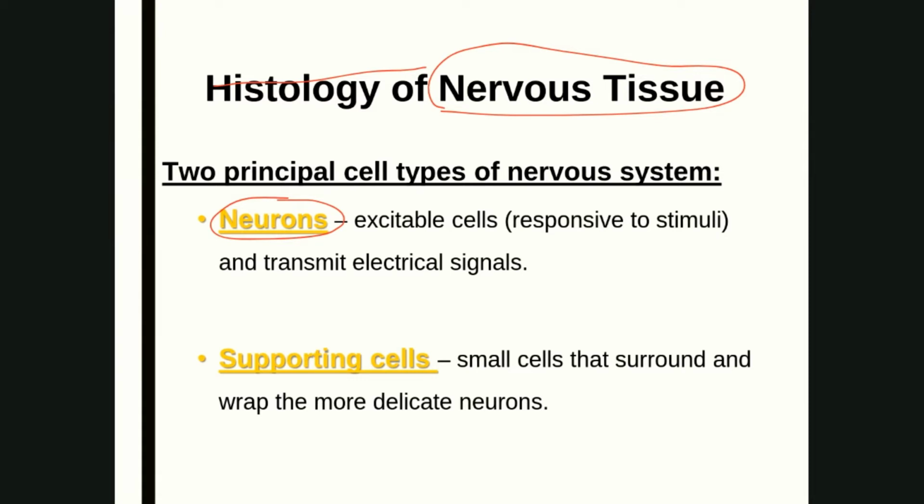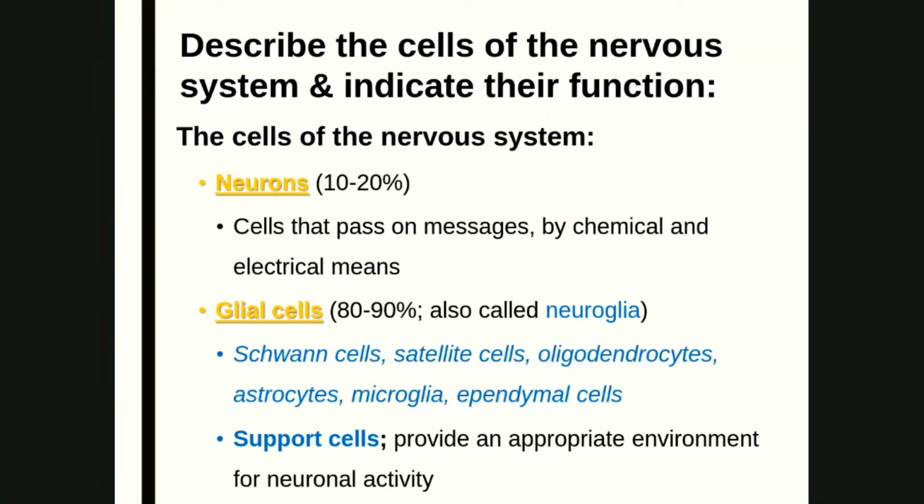In the whole nervous tissue, 20% of the cells are neurons, and the remaining 80% of the cells are supportive cells. We call those glial cells, glia. So 20% of the cells in the whole nervous system are neurons, and the remaining 80% are the glial cells, the supportive cells. The glial cells support the neurons in different forms.